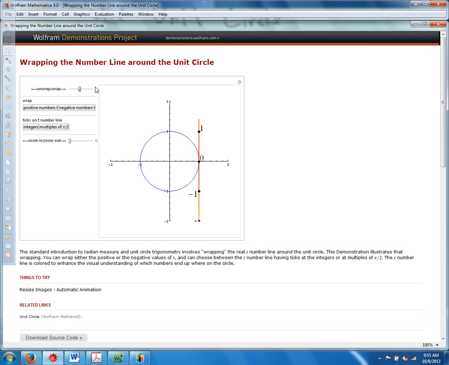So as I wrap this number line around the circle, each point on the number line gets laid down onto a point on the unit circle. And as I go around, the points just keep wrapping onto that unit circle. And I can keep going for as long as I want. So that's our idea, taking that number line and wrapping it around.